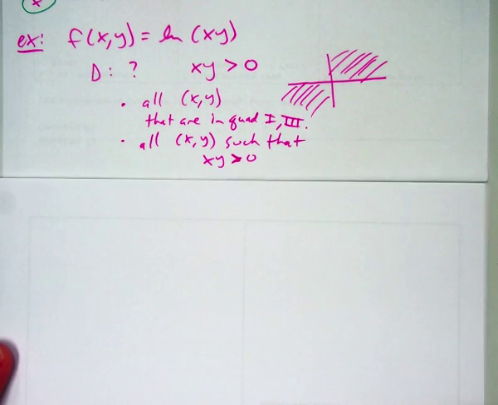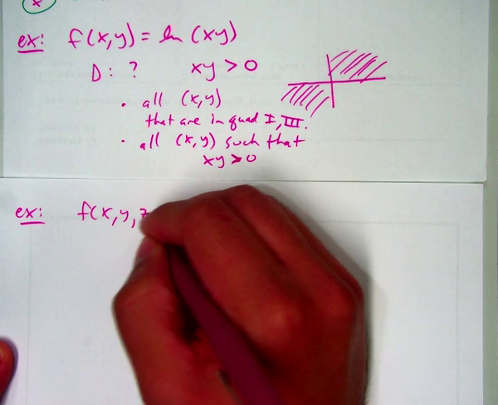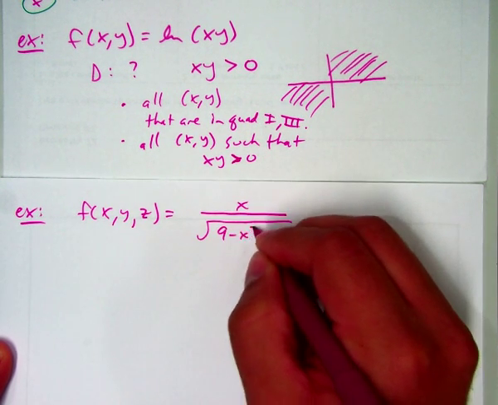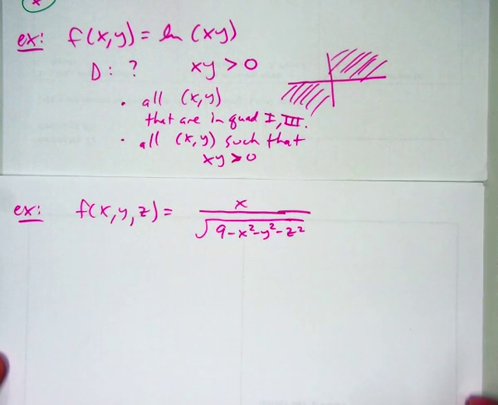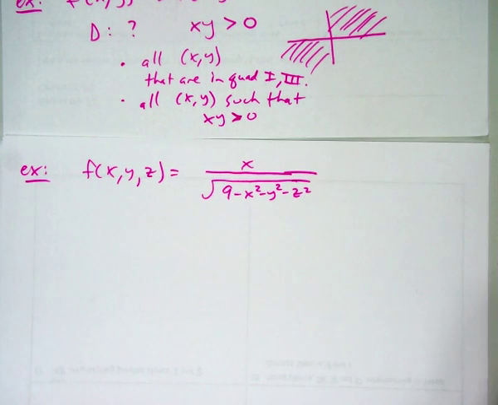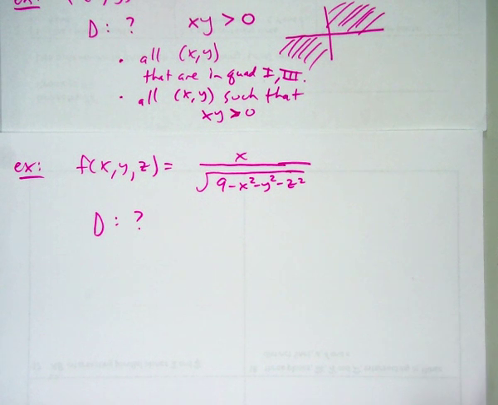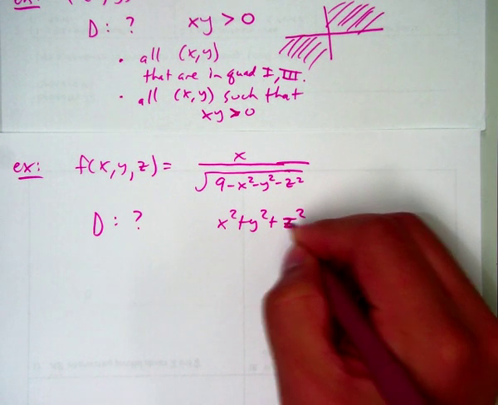Let's try one more. Let's say f of x, y, z equals x over the square root of 9 minus x squared minus y squared minus z squared. How do we find the domain here? Yeah. We can write like x squared plus y squared plus z squared is less than 9. Okay. Oops. Has to be less than 9.